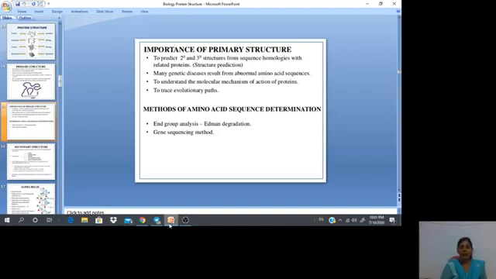The importance of primary structure: it gives the structural prediction of secondary and tertiary structure of protein. Many genetic diseases result from abnormal amino acid sequences. It gives the molecular mechanism of action of protein and it traces the evolutionary path. This structure can be determined by using end group analysis, that is Edman degradation, and gene sequencing methods.